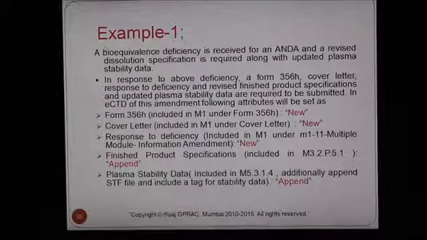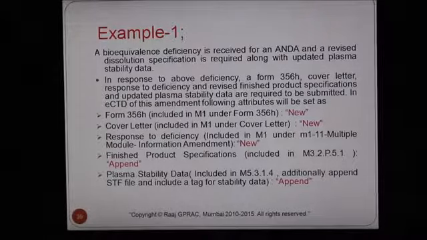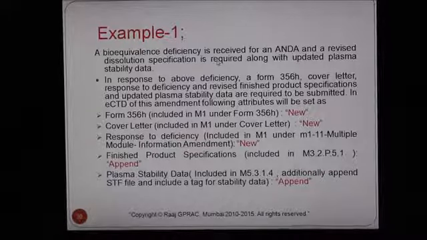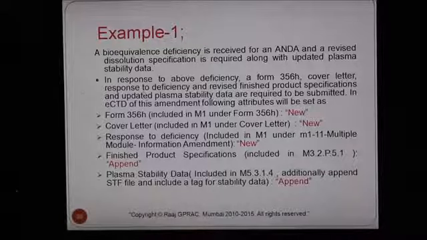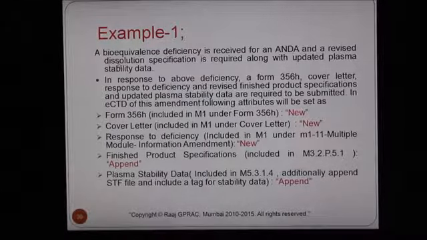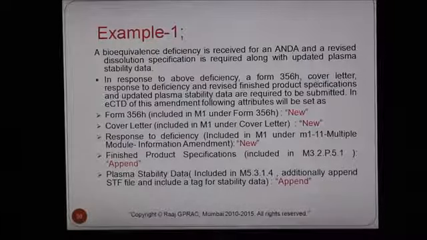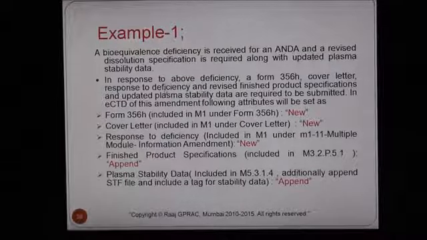Consider example 1. Suppose you receive a deficiency from US FDA saying that a bioequivalence deficiency is received for an ANDA and a revised dissolution specification is required along with updated plasma stability data. So how do you respond? By using the operational attributes. In response to the above deficiency, a Form 356H, cover letter, response to deficiency, revised finished product specifications and updated plasma stability data are required to be submitted.